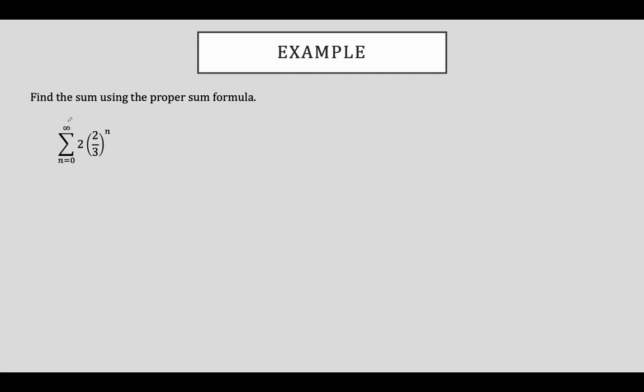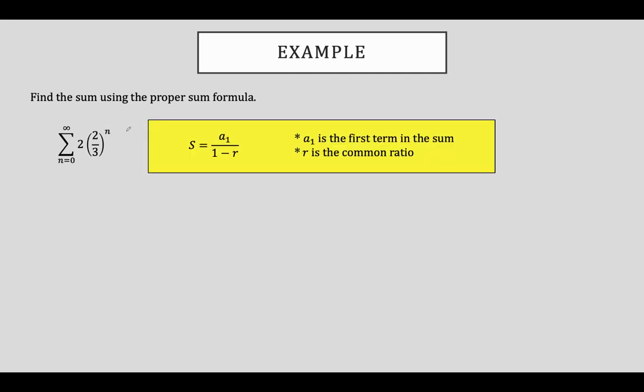Well, right off the bat, we see that this is an infinite sum. We see that our variable n is located in the exponent, so we want to use our sum formula for an infinite geometric sequence. S is equal to a1 divided by 1 minus r. Well, we have to know what the first term in the sum is. This sum begins with n equals 0.